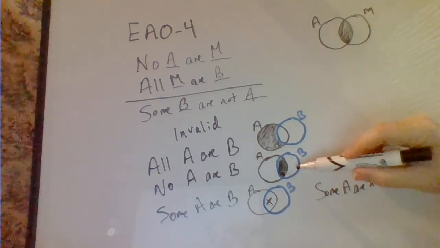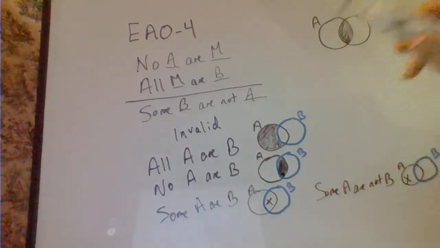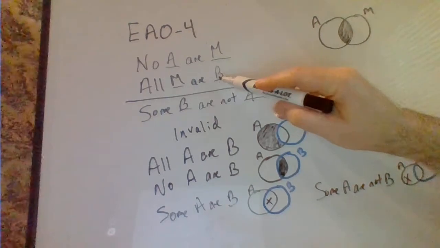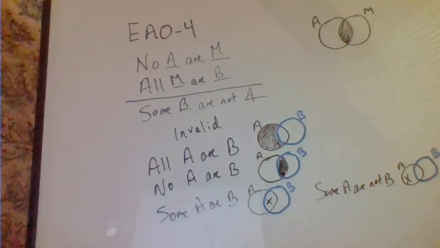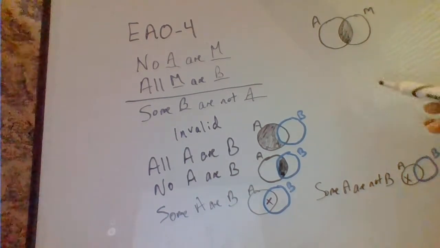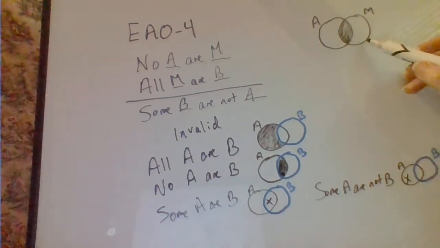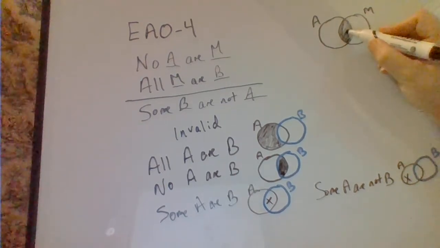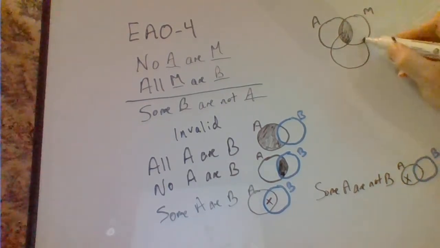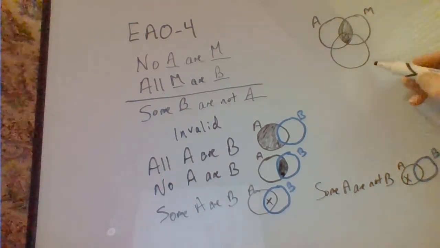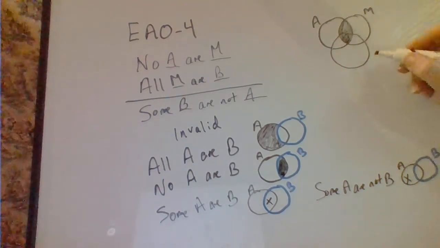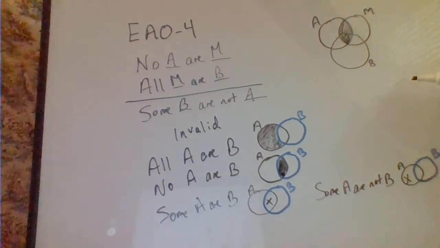Okay, so we're using that E statement. But now we have the second premise, which says all M's are B's. So now we need a third symbol, or a third circle, rather. So see how here it kind of looks like a MasterCard logo. Now you're going to add in this third circle and make it look more like Mickey Mouse, with the ears sticking out there. And so this is your B circle.